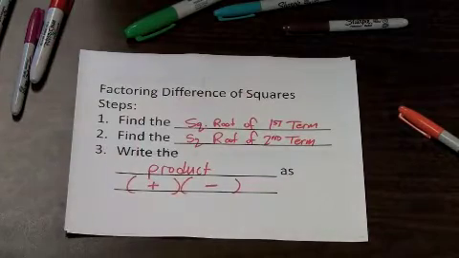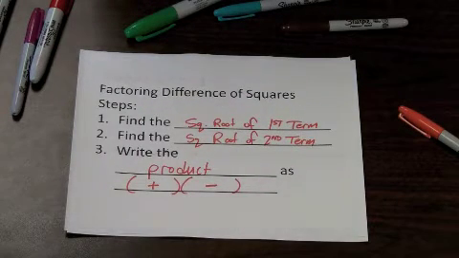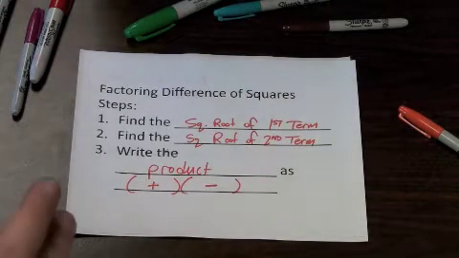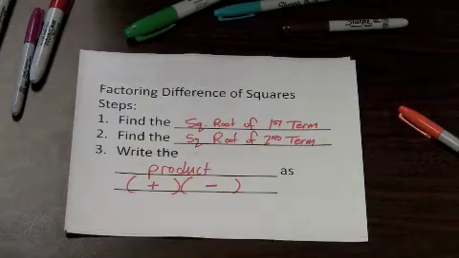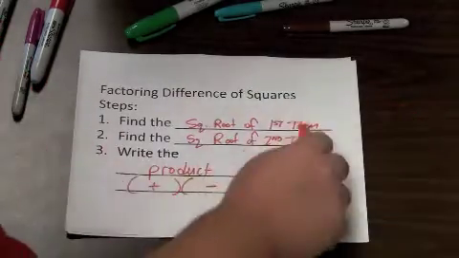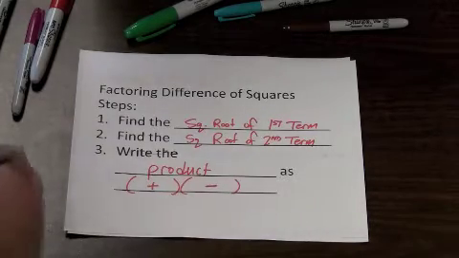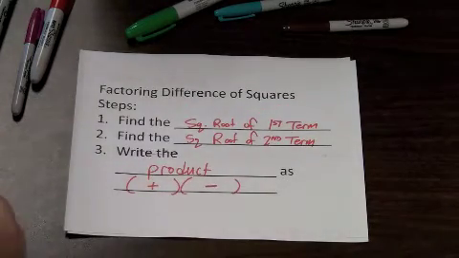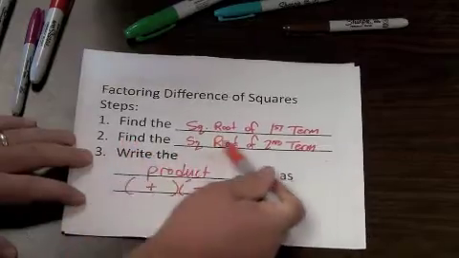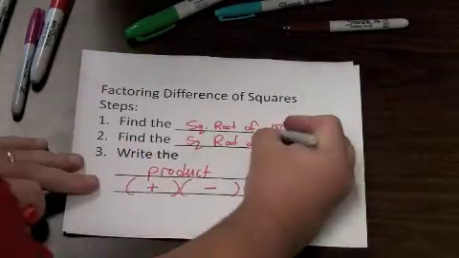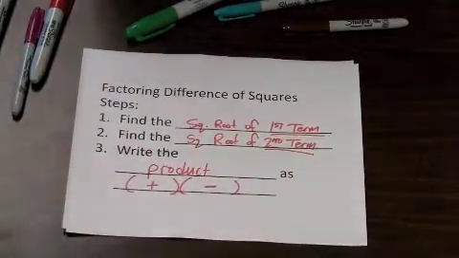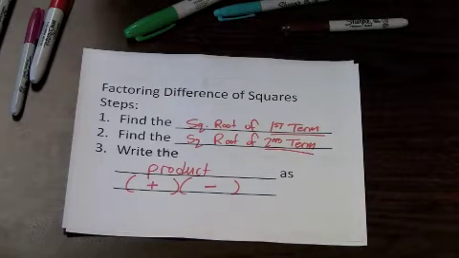So here's your steps for factoring a difference of squares. Three simple steps. Once you have decided, yes, I do have a difference of squares, the first step is to take the square root of the first term. Figure that out. What is the square root of the first term? Write that down. Then you're going to find the square root of the second term.